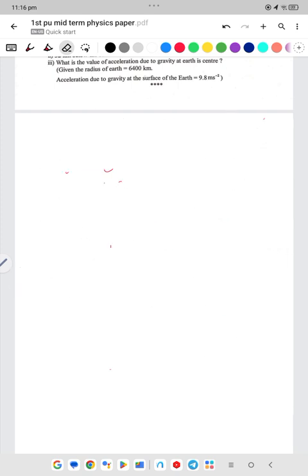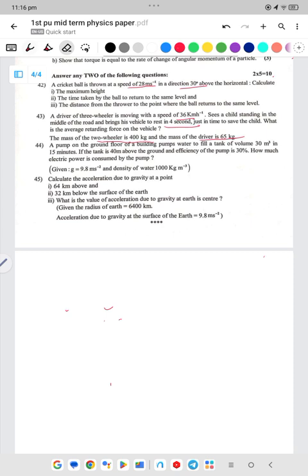Next one is a pump. A pump on the ground floor of a building pumps water to fill a tank of volume 30 meter cube in 15 minutes. If the tank is 40 meter above the ground and the efficiency of the pump is 30%, how much electric power is consumed by the pump? Given g is 9.8 and density is 1000. So g is given, the density of water is given, the volume of the tank is given, the time is 15 minutes, the height is 40 meter, and the efficiency of the pump is given as 30%. Okay, let's calculate.